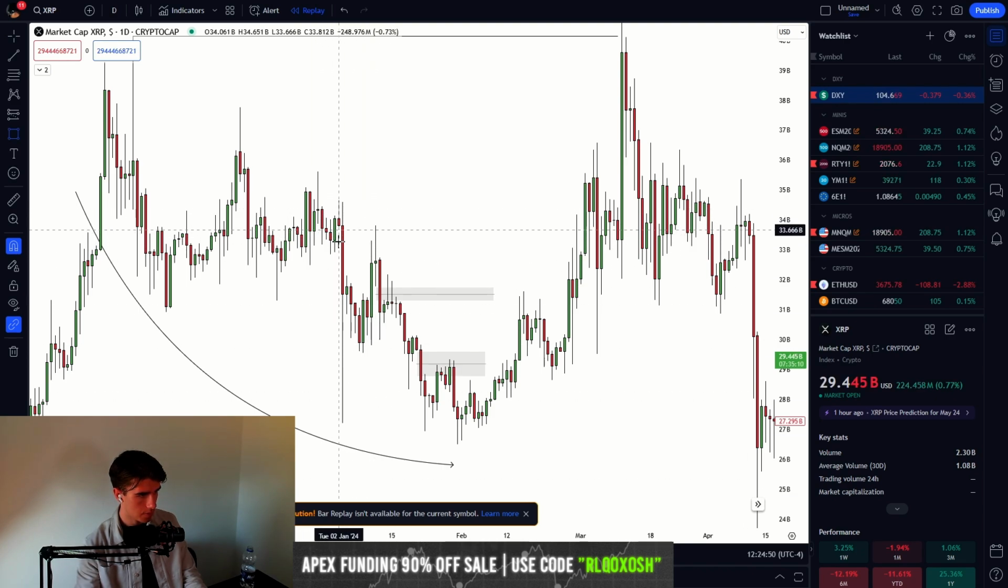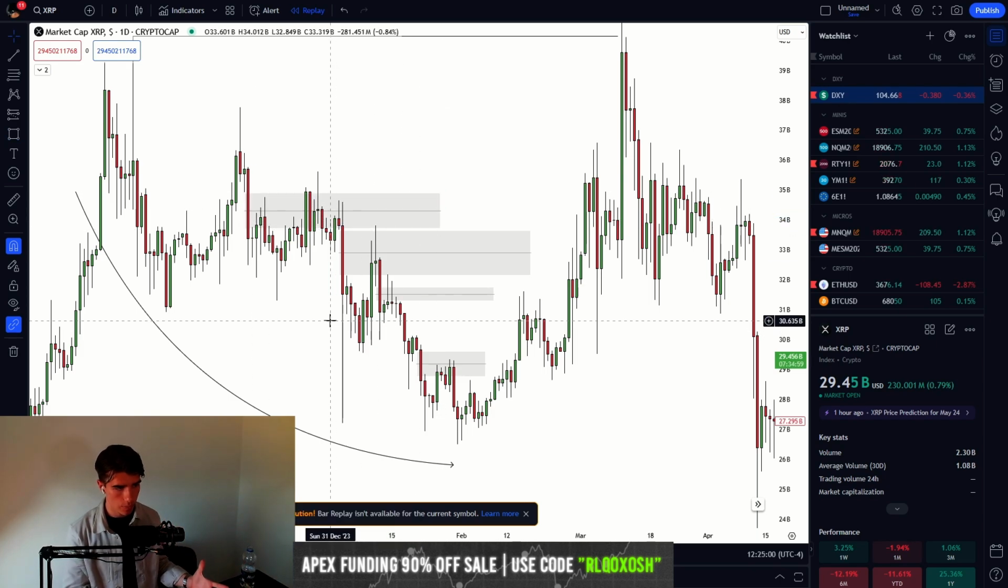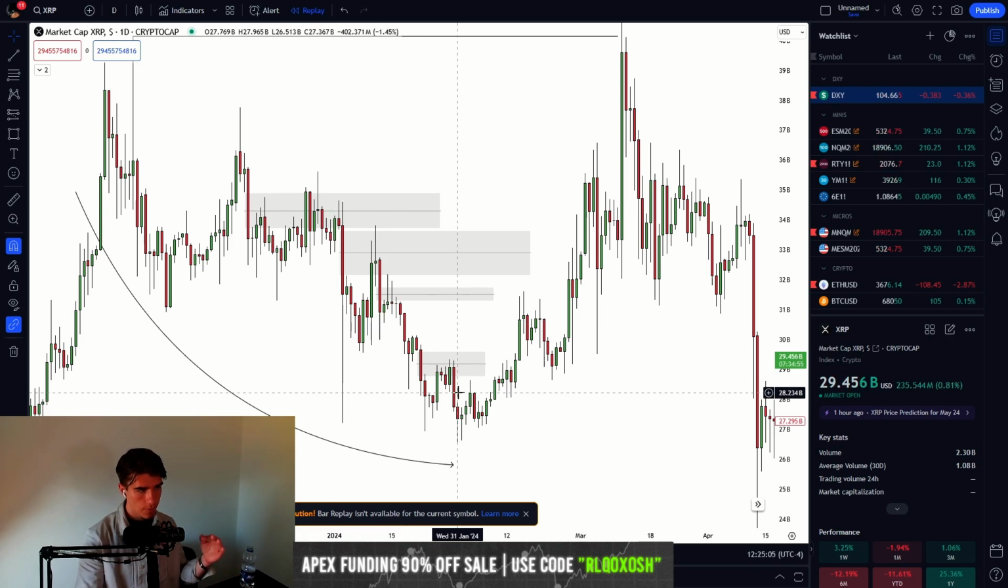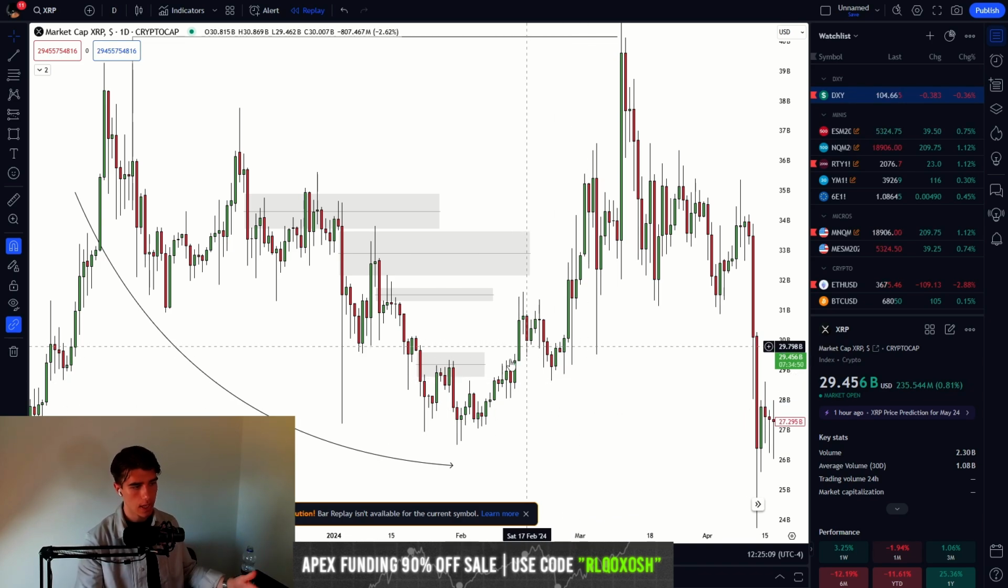I'm marking out, again, the fair value gaps of the sell side curve. And look how we are respecting these fair value gaps, right? So we have done nothing but respect bearish PD arrays on XRP right here on the daily chart.